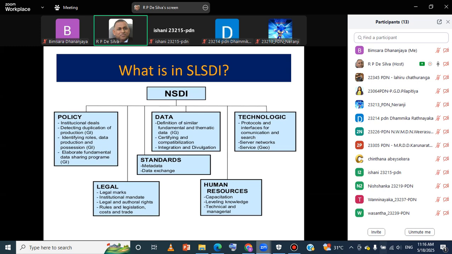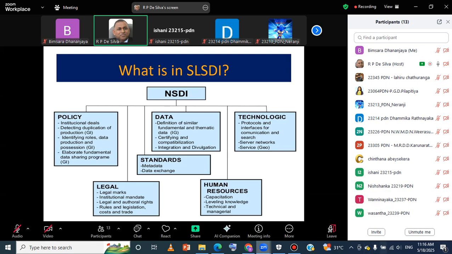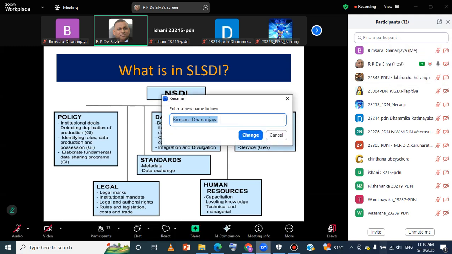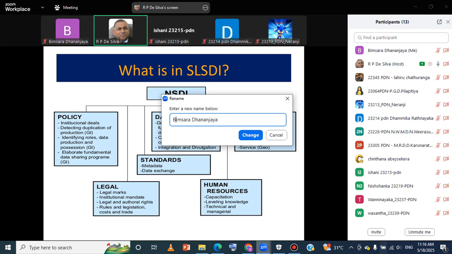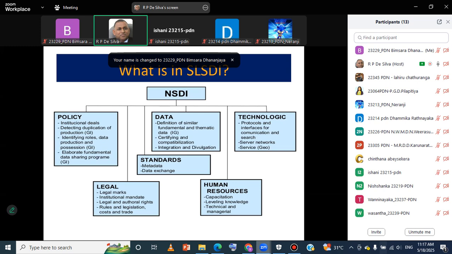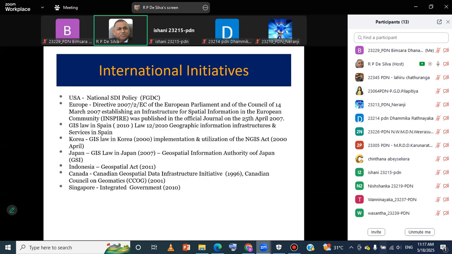And then standards, where you need to have data exchange standards, data metadata standards. Then when it comes to data, definition of similar, fundamental, and thematic data, certifying and compatibilization. So whether you make it compatible, integration and divulgation. You release the data about the availability under the metadata component. Technological platforms, protocols and interfaces for communication and search, server networks and service delivery processes.